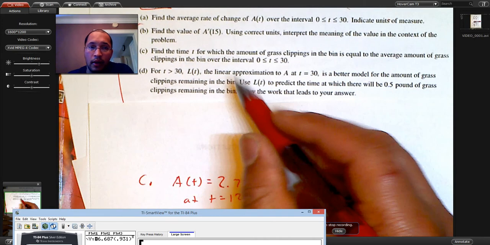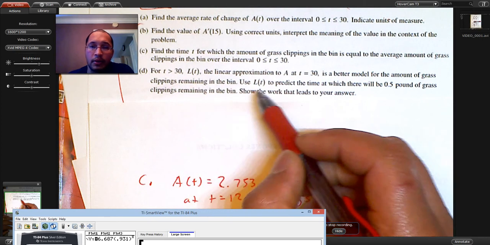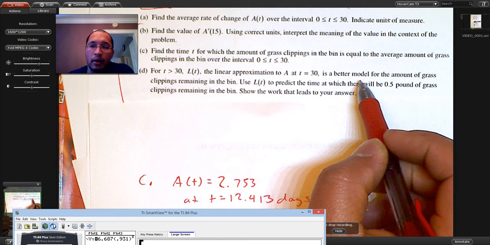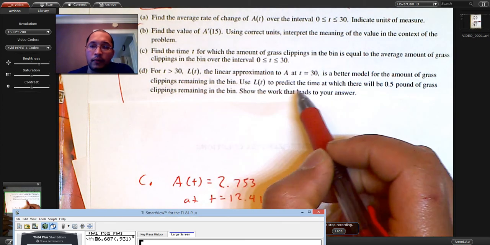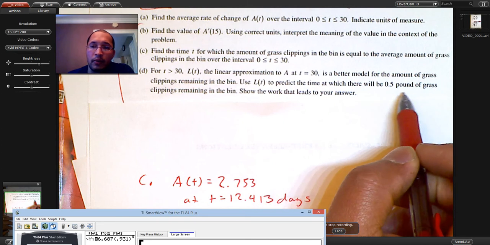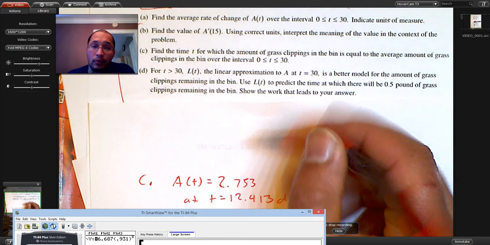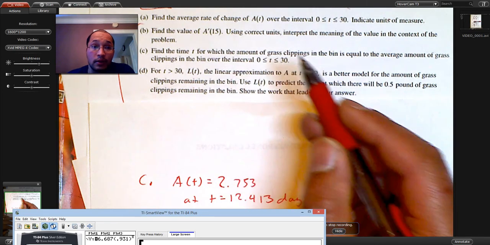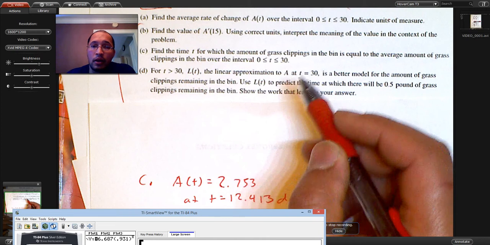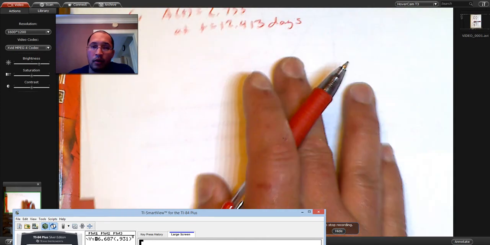D, for t greater than or equal to 30, L(t), the linear approximation to A at t equals 30, is a better model for the amount of grass clippings remaining in the bin. Use L(t) to predict the time for which there will be 0.5 pound of grass clippings remaining in the bin. Well, that's pretty simple, but it's a lot because we want a linear approximation, which is a tangent line. Okay, that's all it is. So we got to find the tangent line at t equals 30. What does that mean?